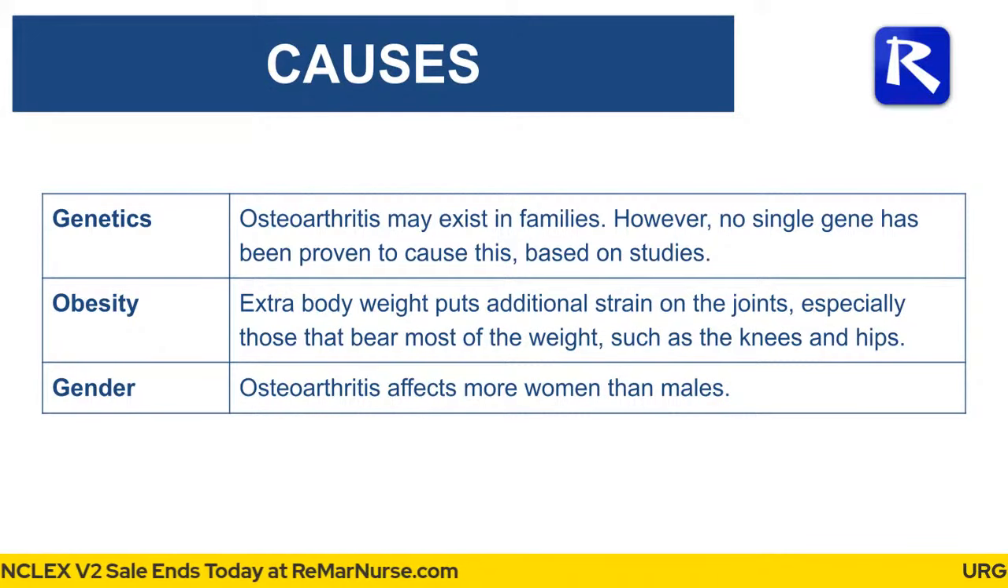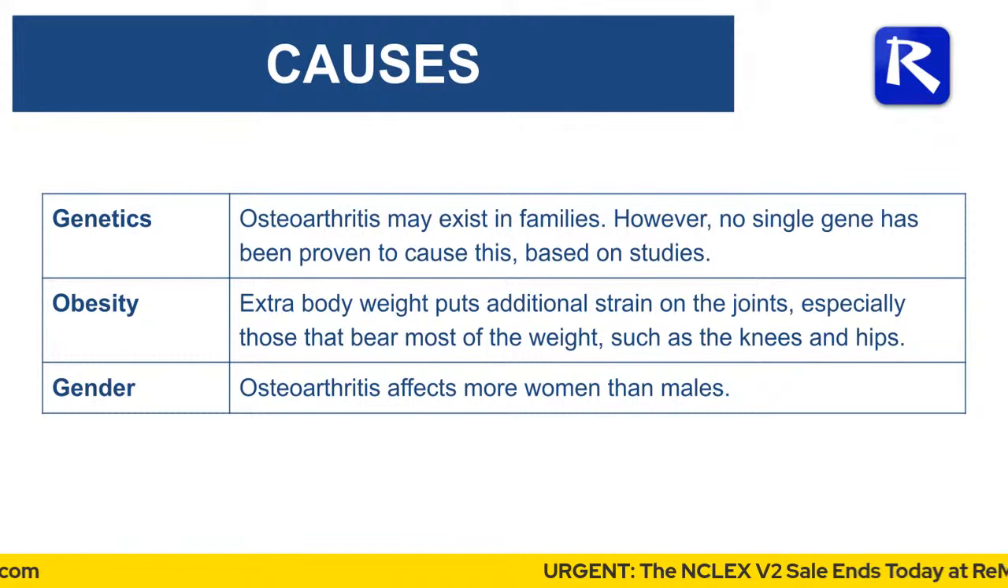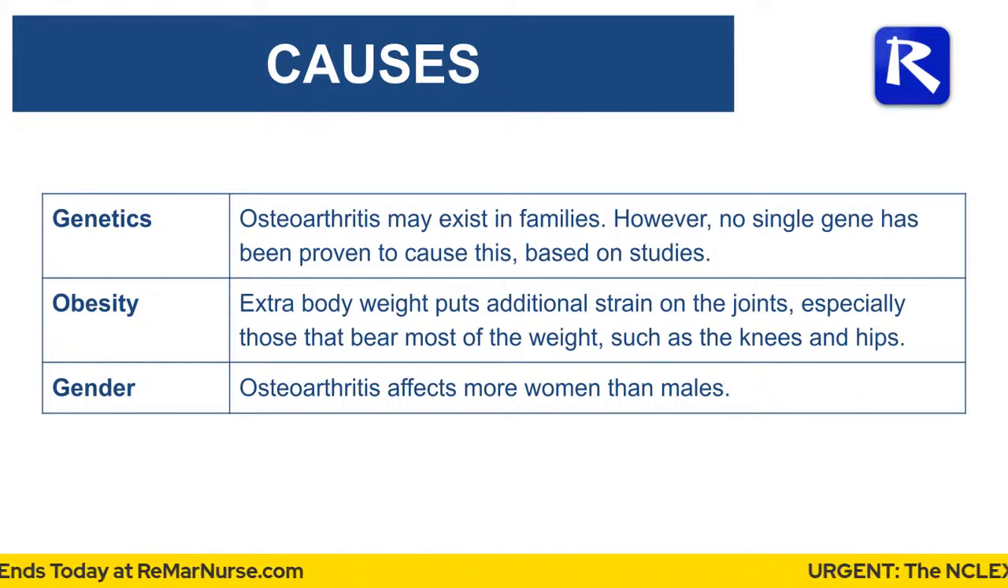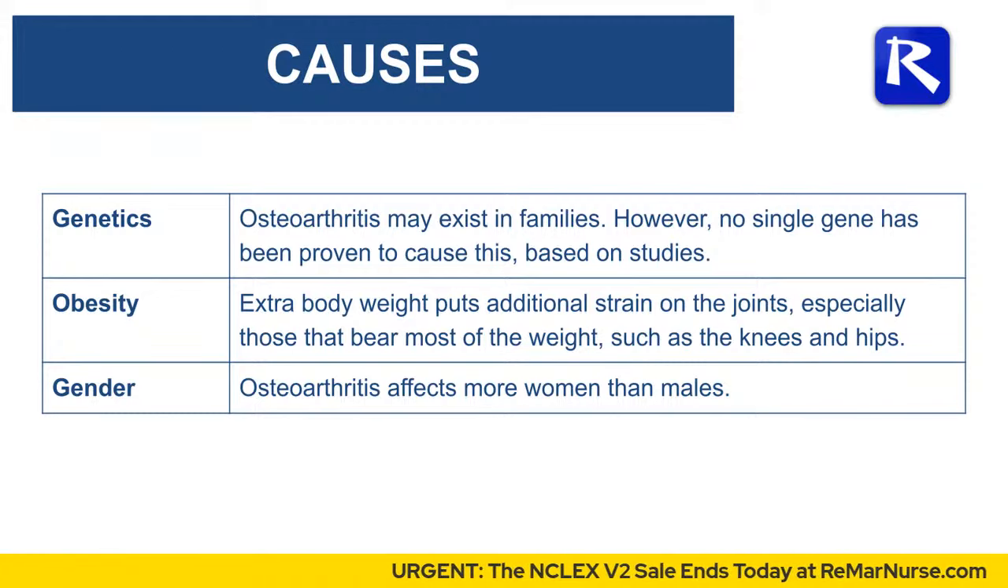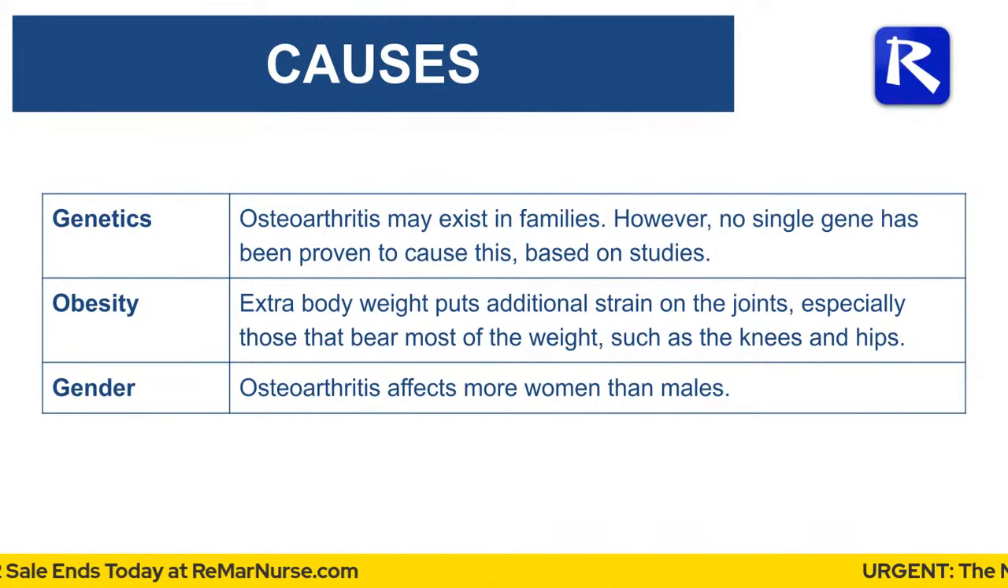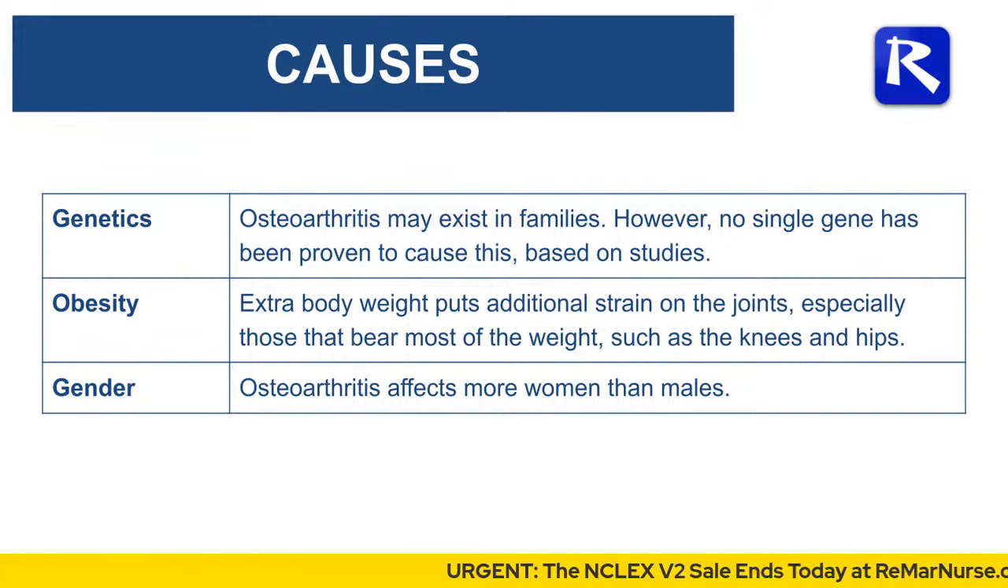Other causes are genetics, okay? Osteoarthritis may exist in families. However, no single gene has been proven to cause this. And this is based on studies, okay? Obesity. And you guys pay attention to this because you guys know we do questions at the end of this session. Extra body weight puts an additional strain on the joints, especially the ones that bear the most weight. So what is that? That is the knees and the hips.